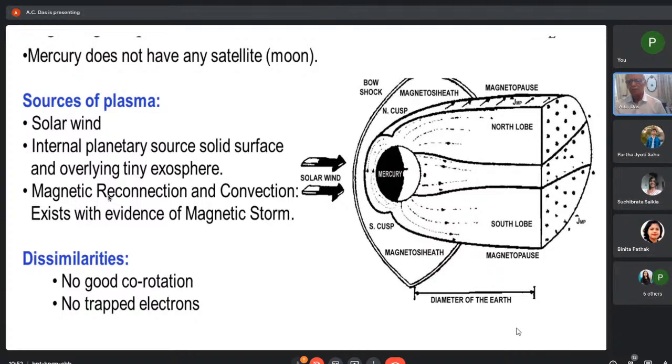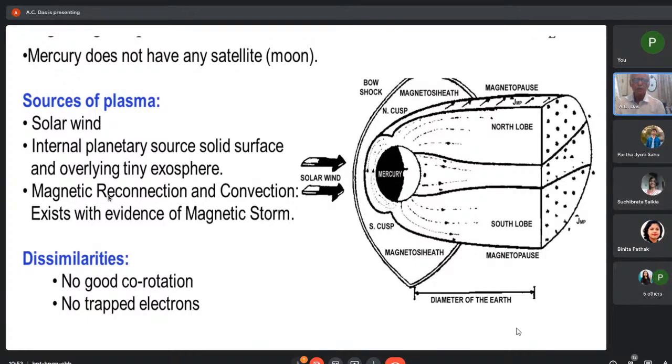That may be because the magnetosphere is very, very tiny, and there are no trapped electrons. So there is no radiation belt in this particular case. Again, probably the condition by which the particle gets trapped in the case of the magnetosphere of the Earth does not get satisfied here. So there are these two dissimilarities.